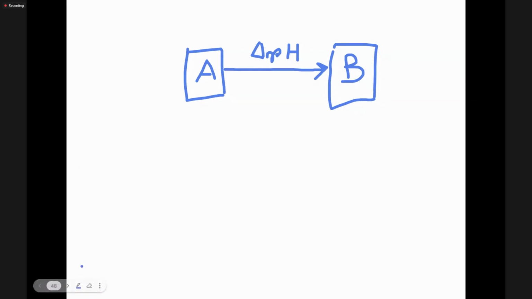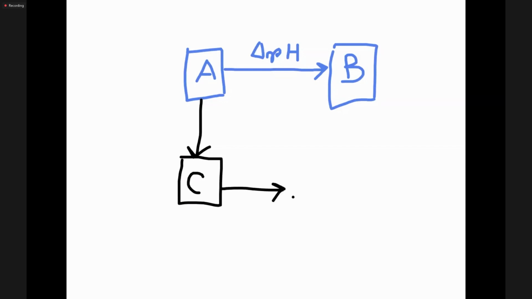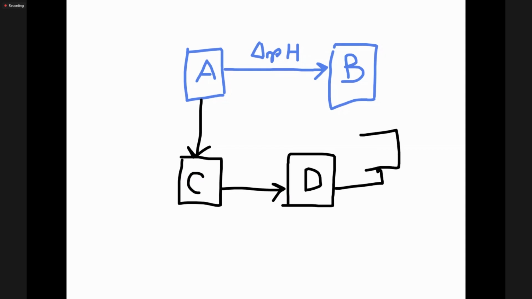Now let's take another route where we will stop at multiple positions. So that will be a multiple step reaction. From A, we will first go to C, another independent state. Then from C, we will go to another step, that is D. From D, we will go to E, which is another state. And finally, from E, we will go to B.